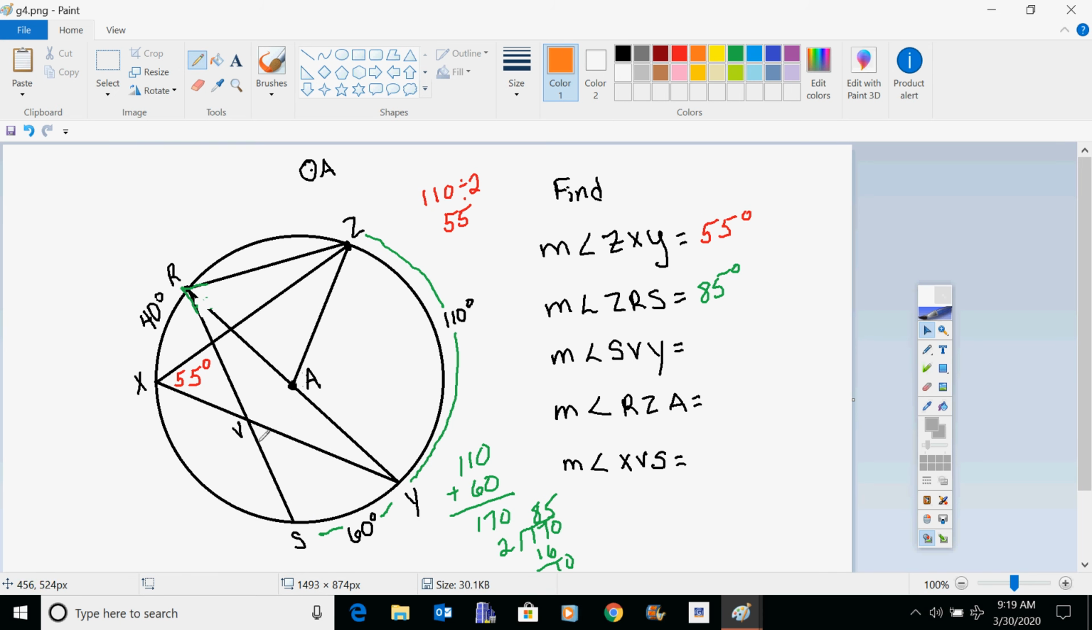SVY. All right, well, you've got an angle or an arc here, you've got an arc here. You need to add those two and divide by 2. So that's 100 divided by 2, which gives you 50. So you've got 50 degrees right here in this corner. SVY is 50 degrees.